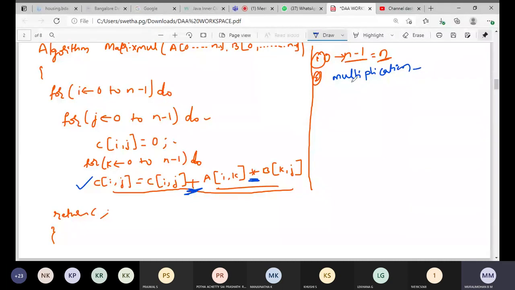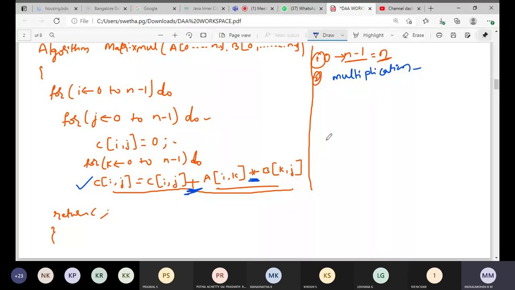Now, to make a summation, you prepare how many times this will be executing. For k, from 0 to n minus 1, this will be executing. Similarly, for j, 0 to n minus 1 times, and for i, 0 to n minus 1 times. So it is executing from 0 to n minus 1, three times.